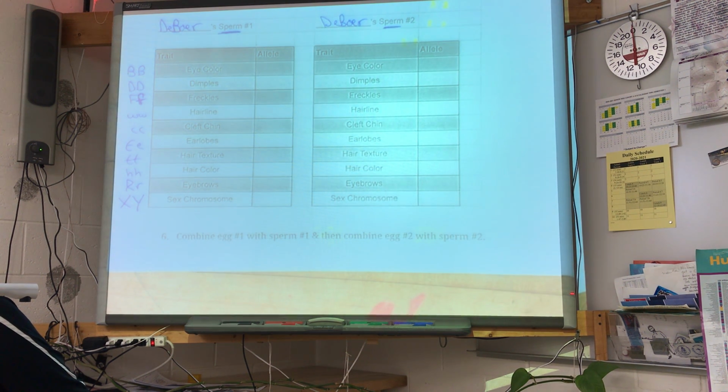Okay? So when we draw these Punnett squares, mom is going to either give you one allele or she's going to give you the other allele. And you don't necessarily know which one. It's random. It's like a flip of a coin. That's why we do Punnett squares, it's predictive.